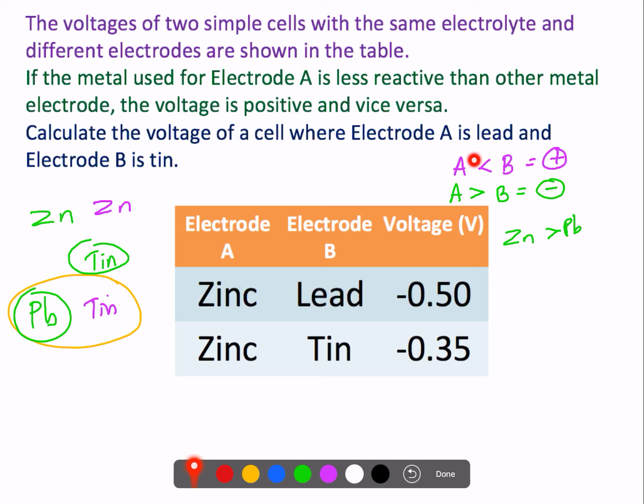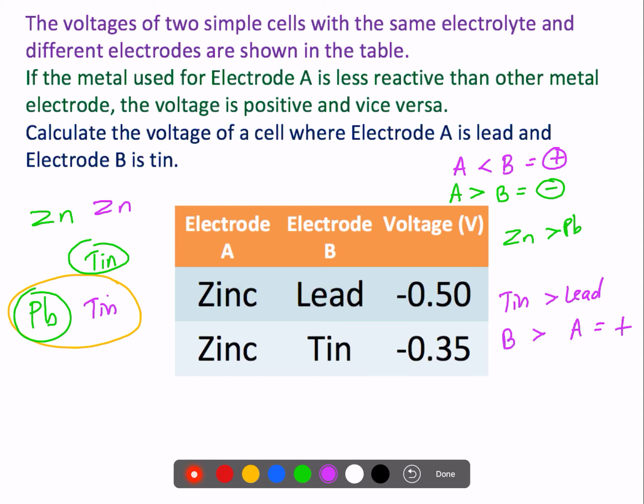So let's quickly write this down. We know that tin is more reactive than lead. We said that electrode A is going to be lead and electrode B is going to be tin. So if B is more reactive than A, according to this, the answer should be plus. So we know we're getting a positive voltage.